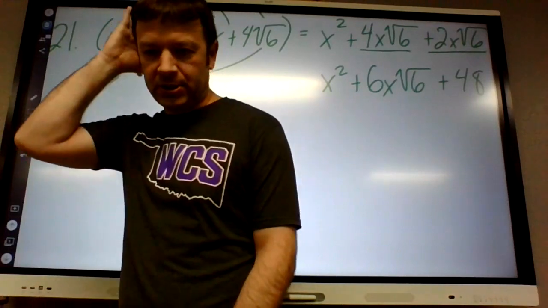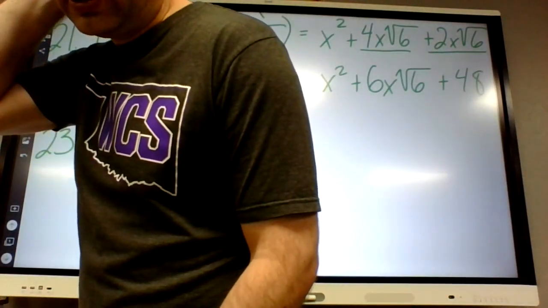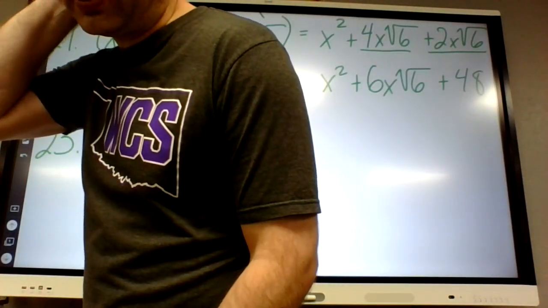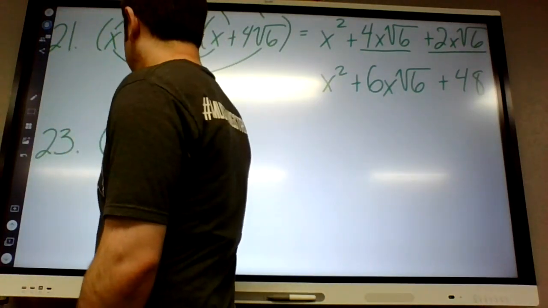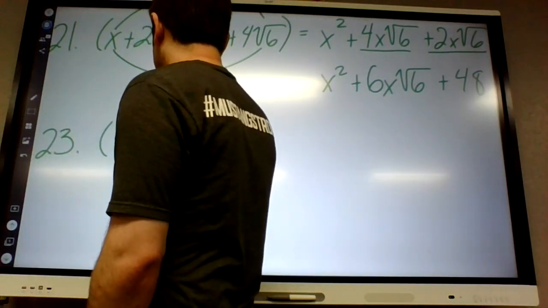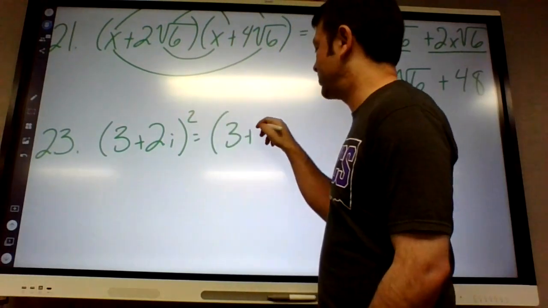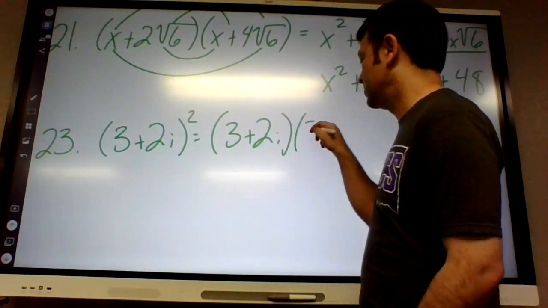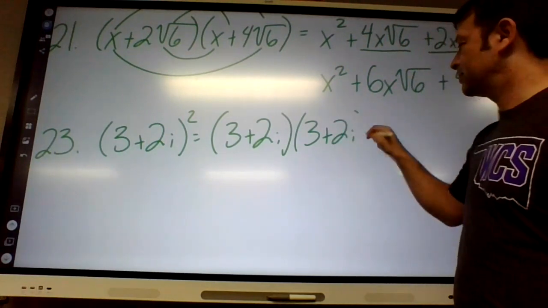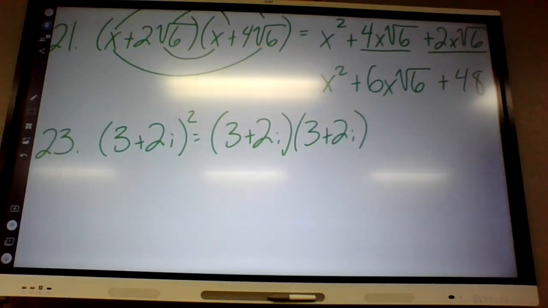Last one on the page, 23. 3 plus 2i squared. How do I do 3 plus 2i squared? We kind of did one of these earlier. So you just have to take the whole thing times itself. So it is a FOIL problem again.